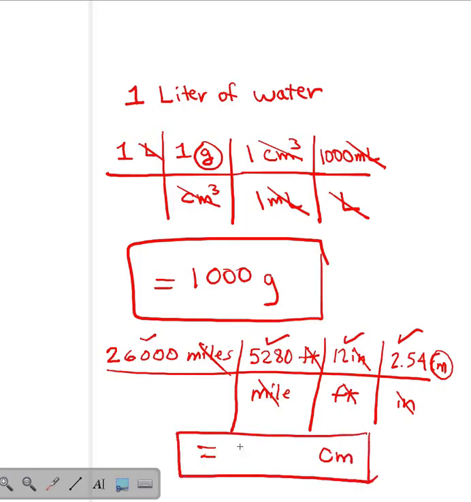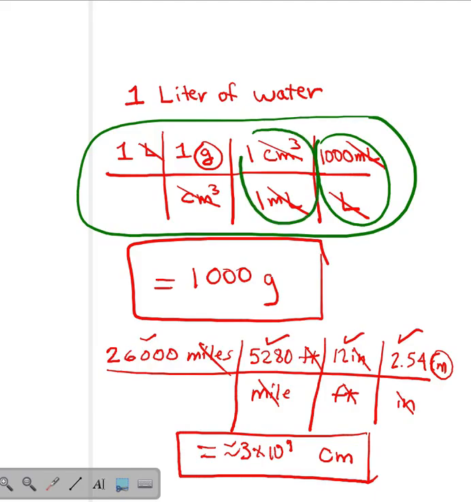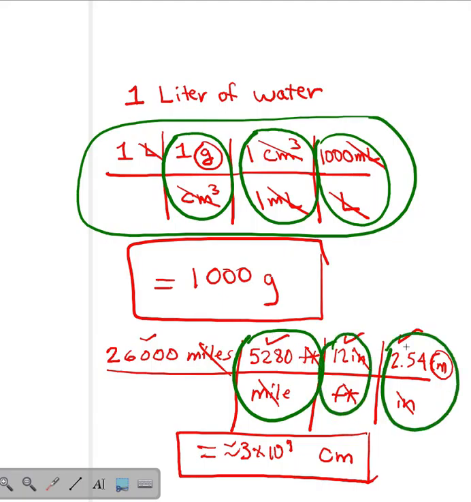Okay, but it's going to be somewhere around 3 times 10 to the 9th centimeters. So basically what we need you to be able to do is to carry out this process and to remember these conversions or relationships. Things like this: 5,280 feet per mile, 12 inches per foot, 2.54 centimeters per inch. These are what you're going to have to memorize.